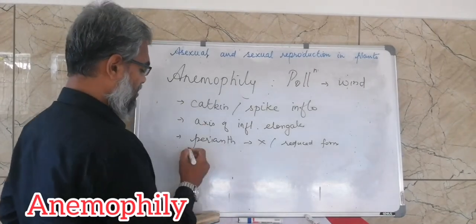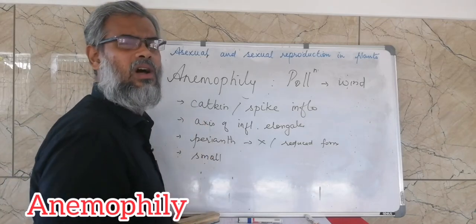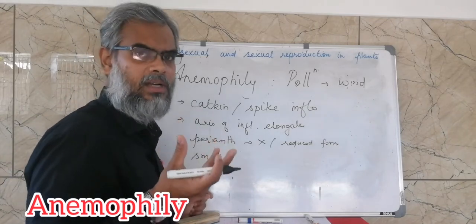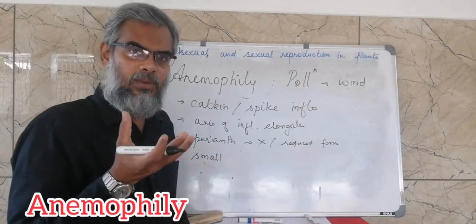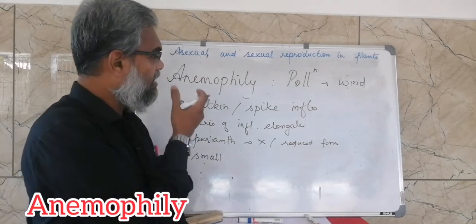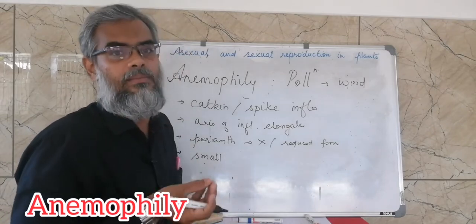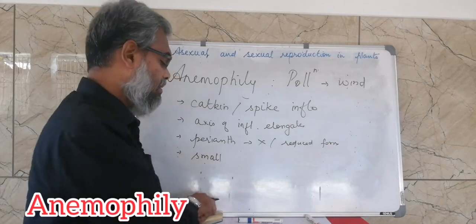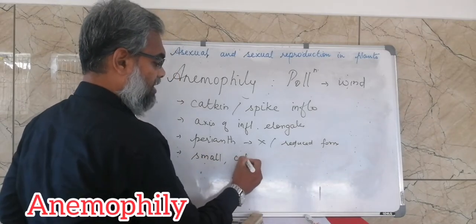So it is reduced. And the flowers, if you see, they are very, very small. It is not a bigger one. As we see hibiscus or datura, the flowers are very big, isn't it? But in anemophilous flowers, they will be very small. So that is why it is by wind actually. So small and also colorless.